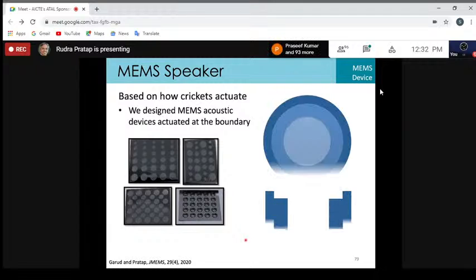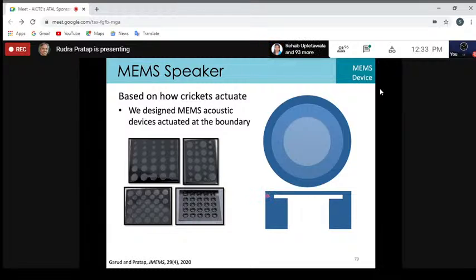But what we did was we said, okay, crickets are able to excite this motion of the harp just from a side actuation. The set of teeth are just on one side. So we built speakers based on that principle, where we have on the periphery here, this is where we have capacitive transduction. So you can see this top membrane, and you can see at the bottom it's only up to here. So the capacitance is between this and this.